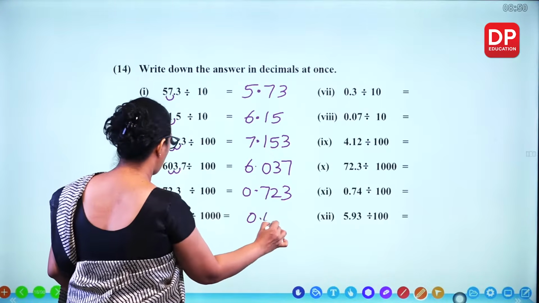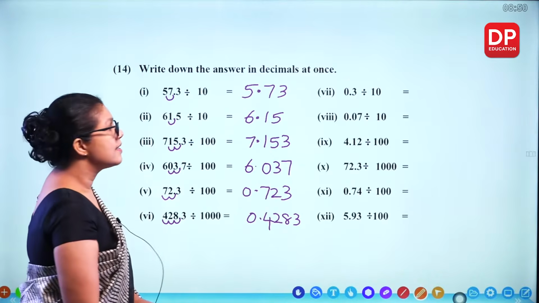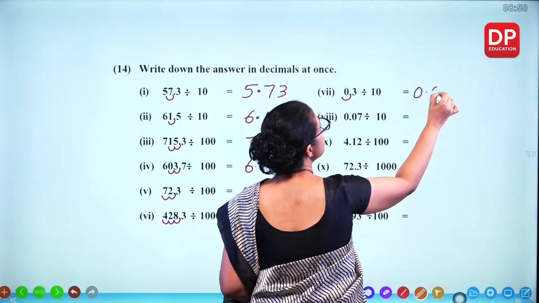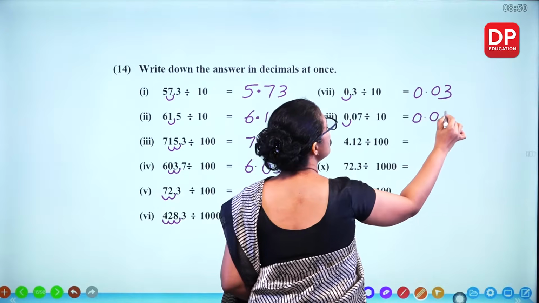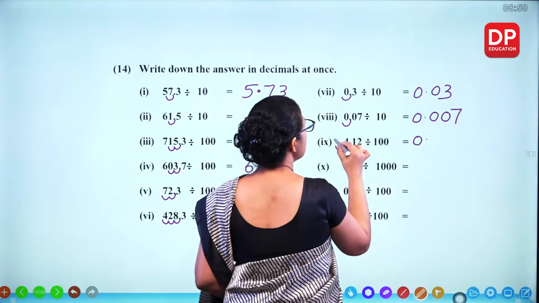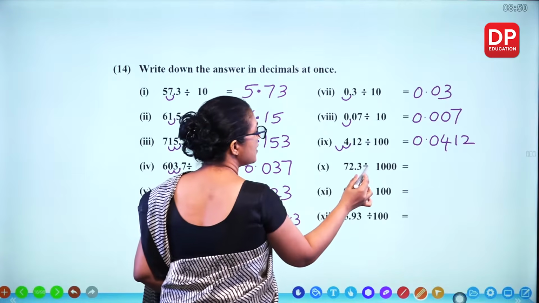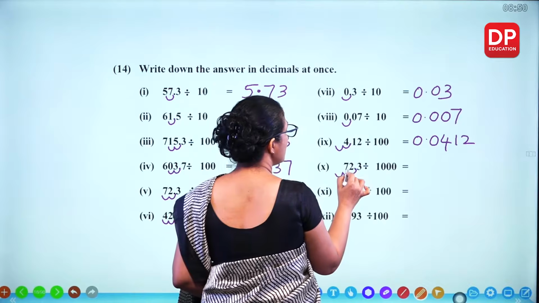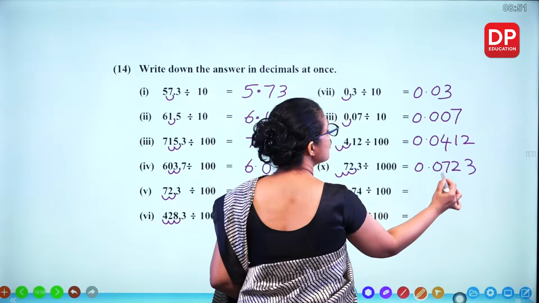So 0.4283. Now this is divided by 10 means 1 place to the left. 0.03, 1 place to the left. 0.007, 2 places to the left. 0.0412. Here 3 places to the left. 1, 2, 3. 0.0723. 1, 2, 3.